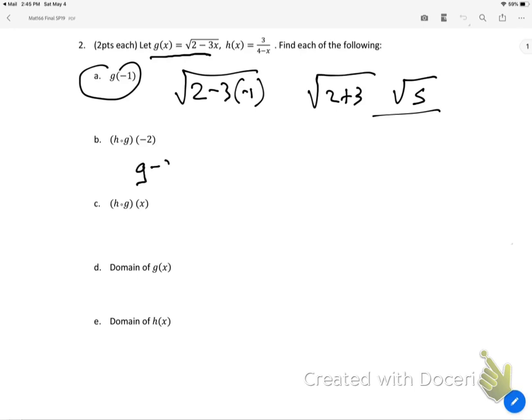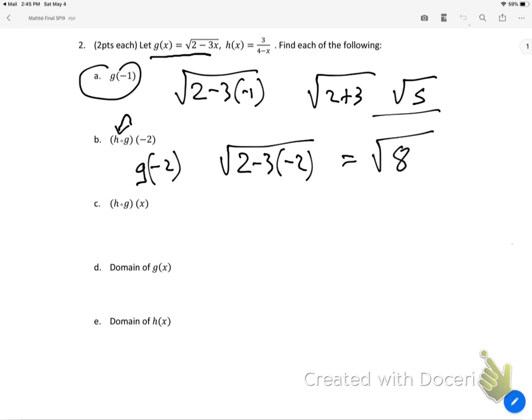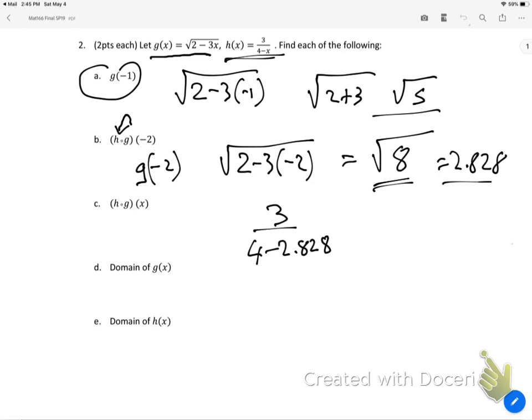This means, first of all, do g of negative 2, and then you're going to put it into the h. So again, square root of 2 minus 3, x is negative 2. So that equals the square root of 2 plus 6, that is the square root of 8, okay? Now, I can also write that as 2.828, but for now, that's okay. Although if I do have to put this or this into h, all right, which is up here, I've got to do this. 4 minus the square root of 8, or 2.828. That's me putting this into the h equation, and you just put that into your calculator, okay?